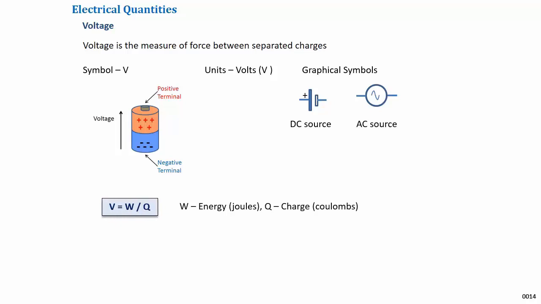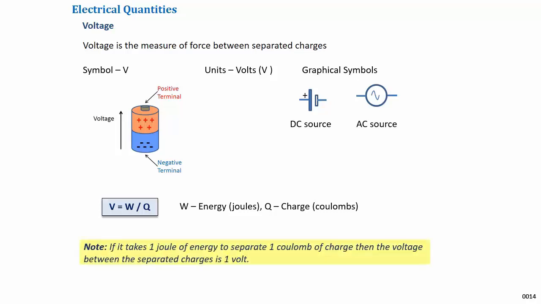There is a relationship between voltage, energy, and charge. The highlighted box shows voltage is equal to the energy divided by the charge. Provided energy is measured in joules and charge in coulomb, then voltage calculated will be in volts. If it takes 1 joule of energy to separate 1 coulomb of charge, then the voltage between the charges is 1 volt.